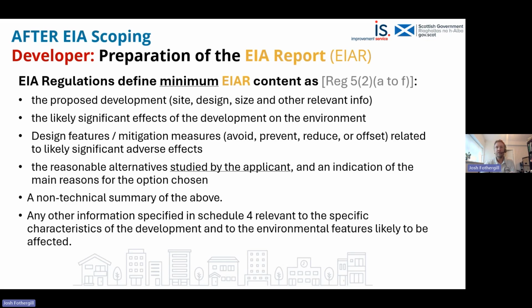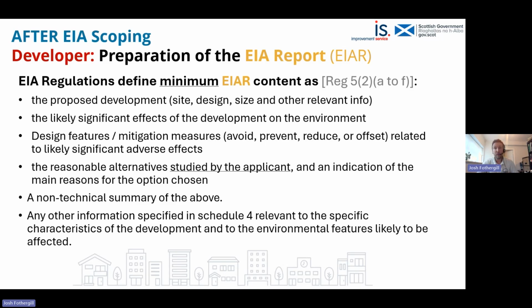But just to highlight, the EIA report that the developer is writing up, once scoping and the assessment are done, needs to explain what the development is, what its significant effects are, and the design features and mitigation measures. If they did consider alternatives as an applicant, how did that go?